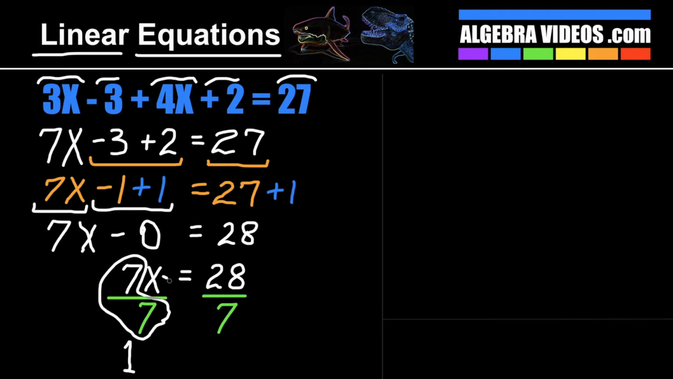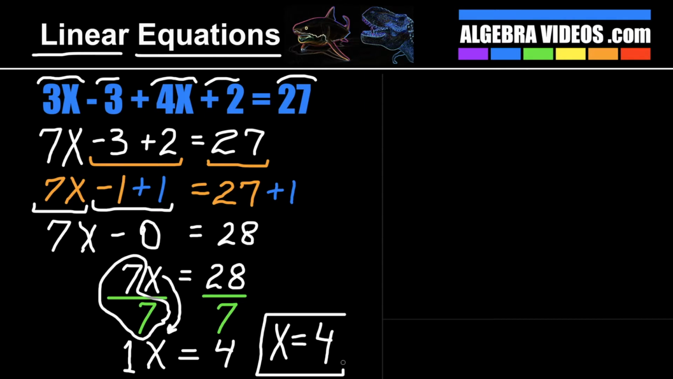And then the x, nothing changes about it. I'm just going to rewrite it down here. So x stays the same. So now we have 1x, or 1 times x, on the left side. And that equals, on the right side, 28 divided by 7 is 4. So 1x equals 4. Well, that can be simply said to be x equals 4. Okay, and I'm going to draw a rectangle around that to show that that is our solution.